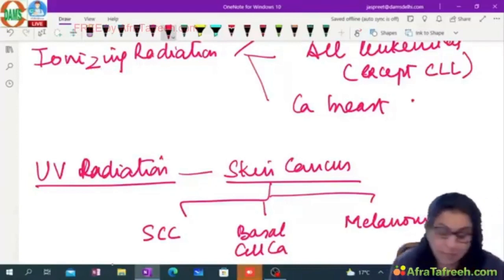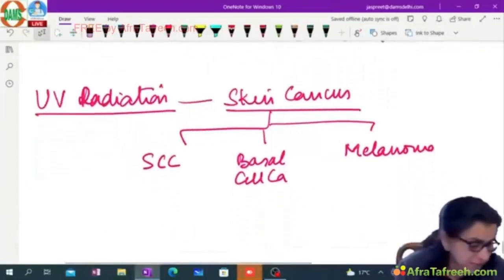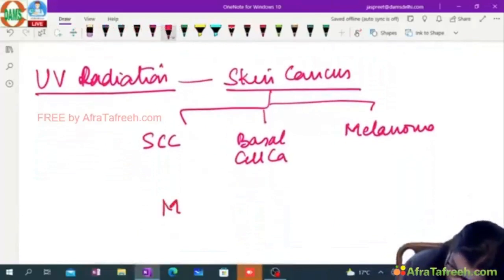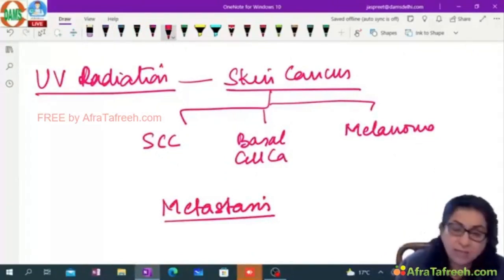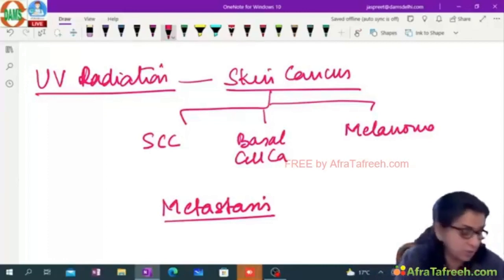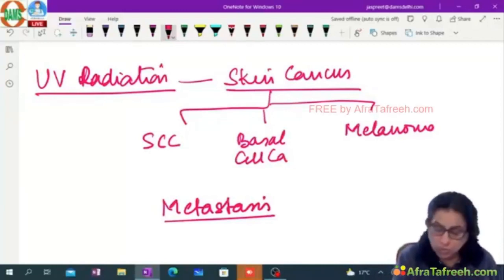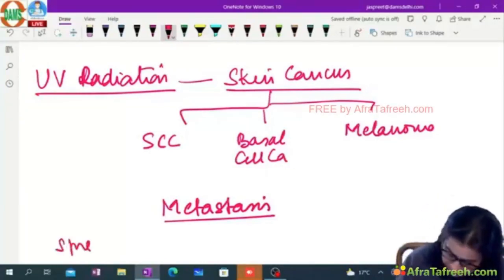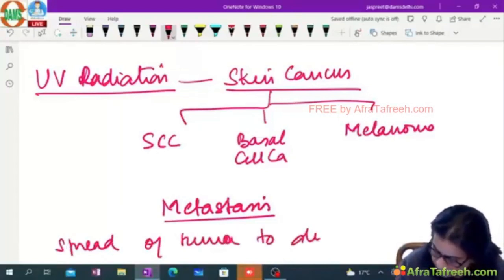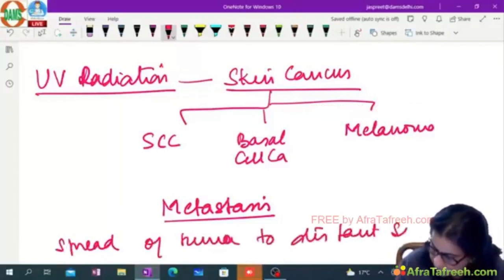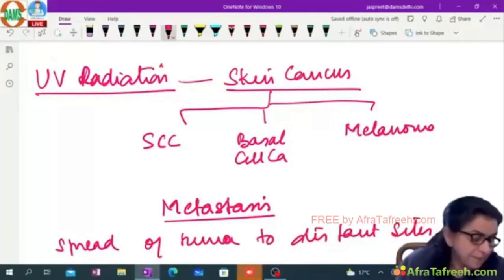Okay, now a few lines on metastasis. I want to tell you about metastasis of tumor. Malignant tumors metastasize. What is metastasis? Metastasis is the spread of tumor to distant sites. That is called metastasis.